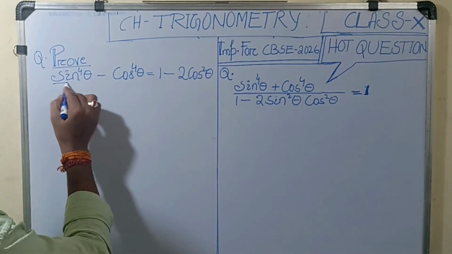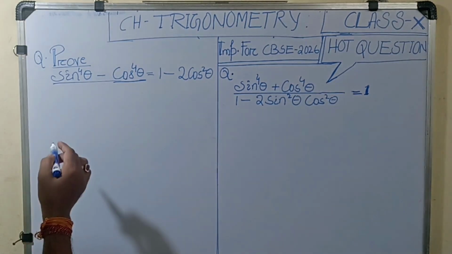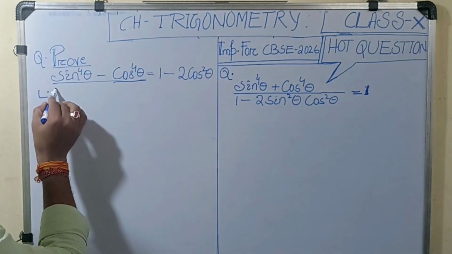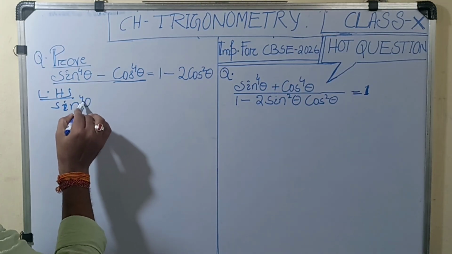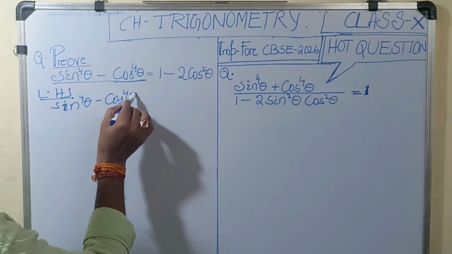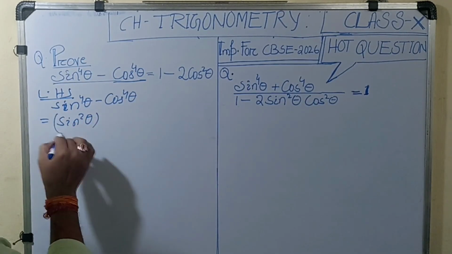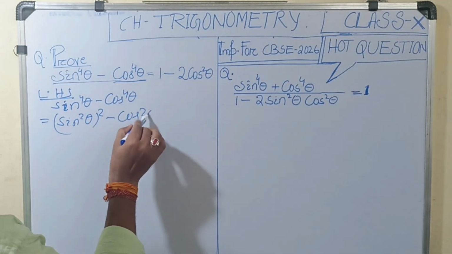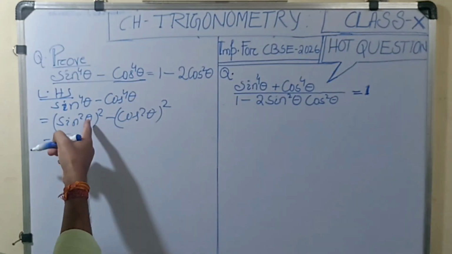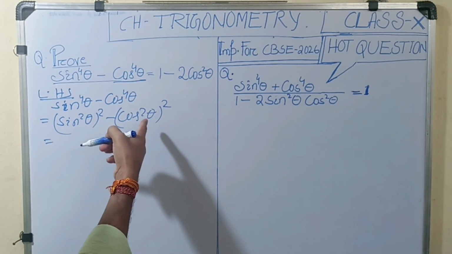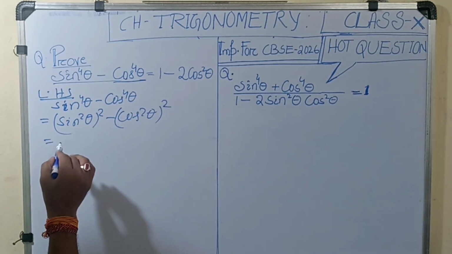So take this part as the LHS, students. Then we have to show this equals the right hand side. So this LHS is sin to the power 4 theta minus cos to the power 4 theta. We can write it as (sin square theta) whole square minus (cos square theta) whole square. This is in the a square minus b square formula form, so we can apply the formula: (a plus b) into (a minus b).